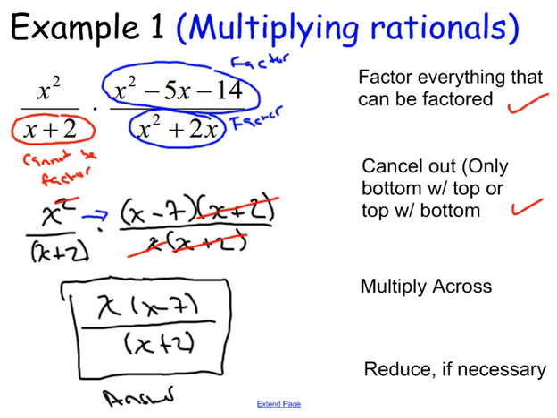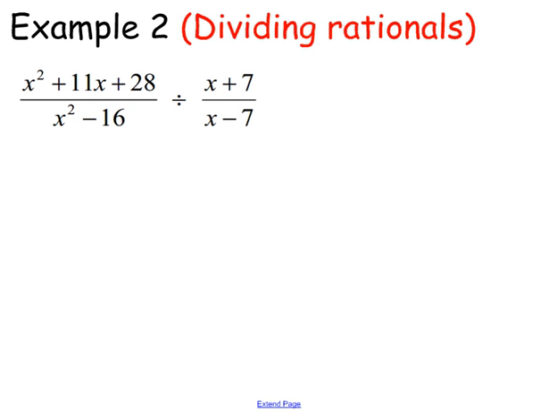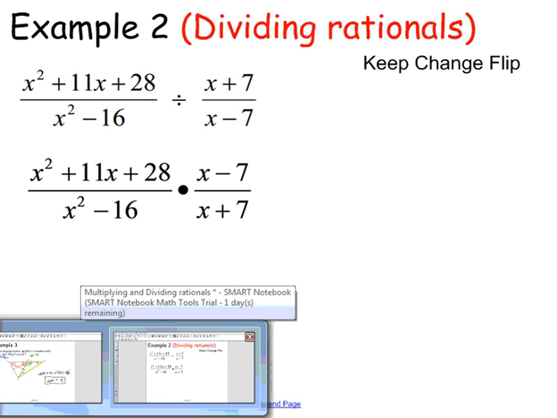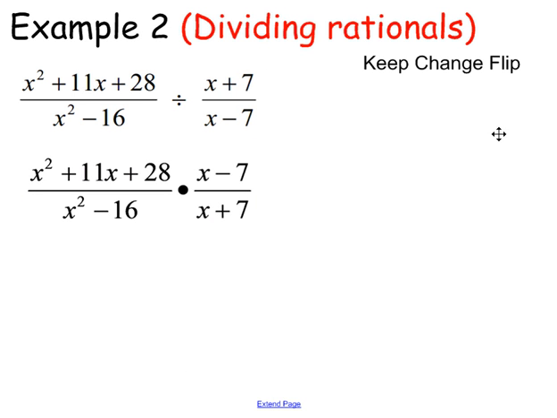All right, let's try another one. Dividing rationals. All right, so before we do anything with division, so before you start factoring, you have to acknowledge that you have a division problem here. We need to do the keep, change, flip thing. So we're going to rewrite this like this. Sorry about that. So keep the first fraction, change the division to multiplication, and then you flip.